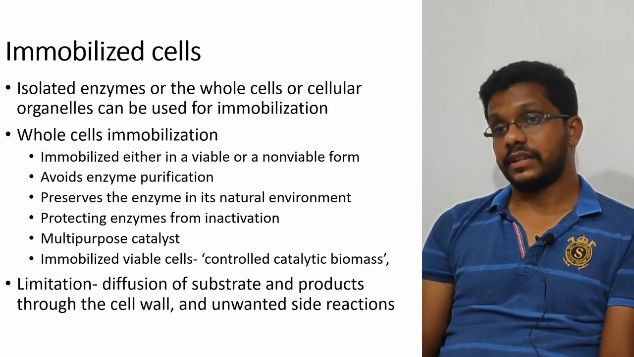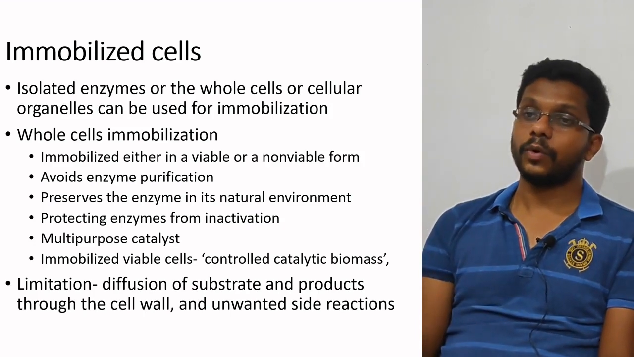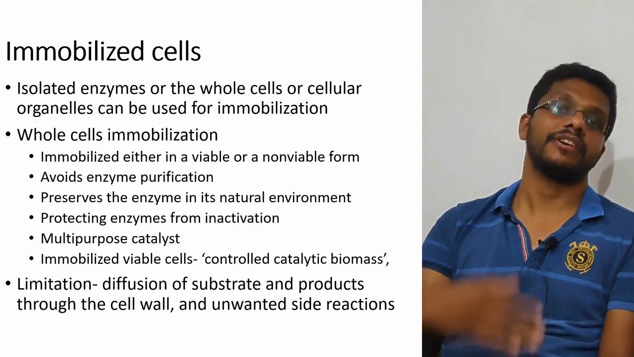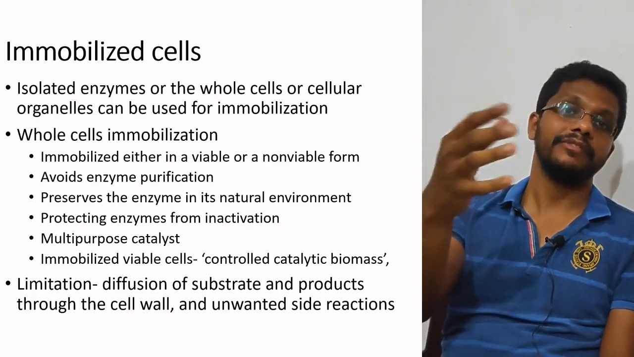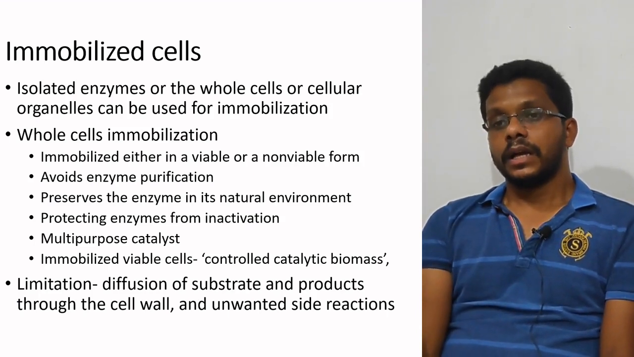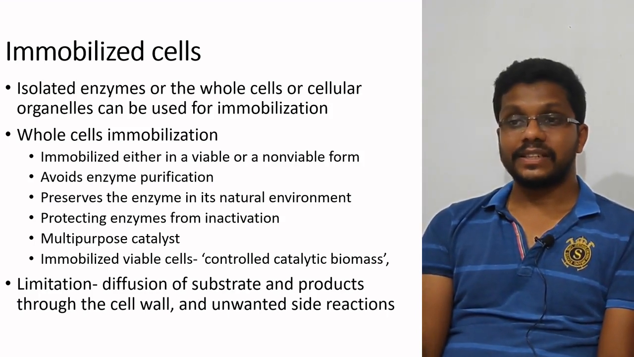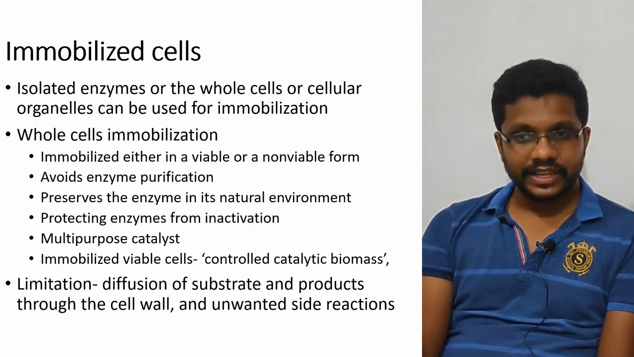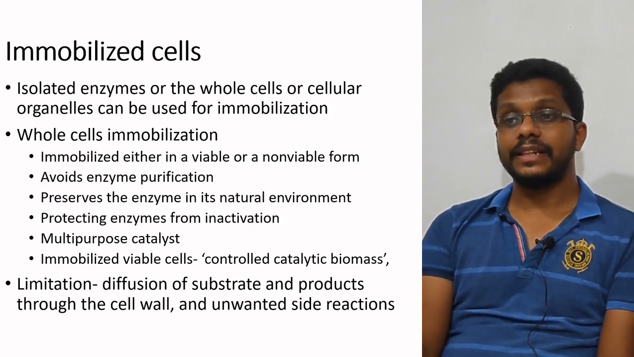Either we can immobilize the isolated enzyme or whole cells, or cellular organelles like chloroplast or mitochondria can be immobilized. If our enzyme is situated in the mitochondria, we can isolate the mitochondria and immobilize it. Whole cells can be immobilized in either viable or non-viable form. It avoids enzyme purification. It preserves the enzyme in the natural environment.